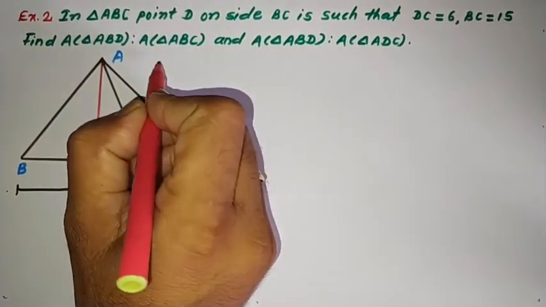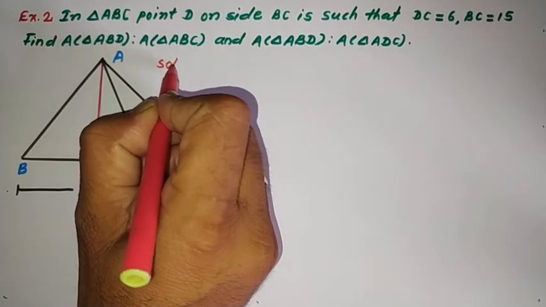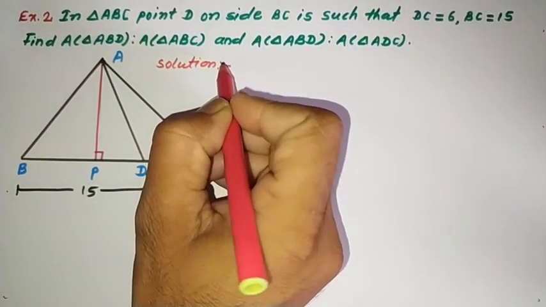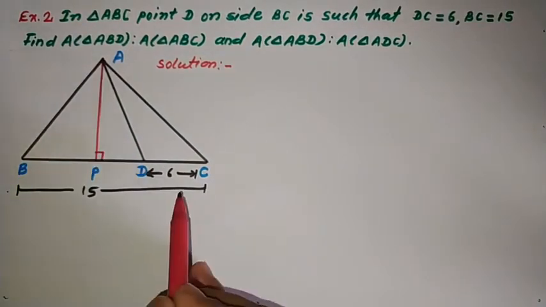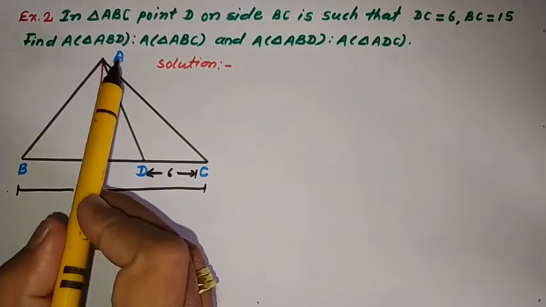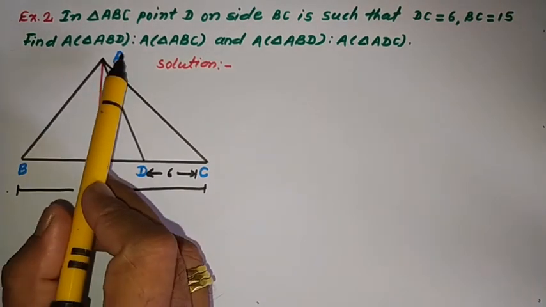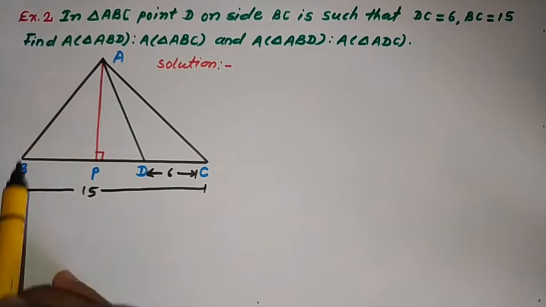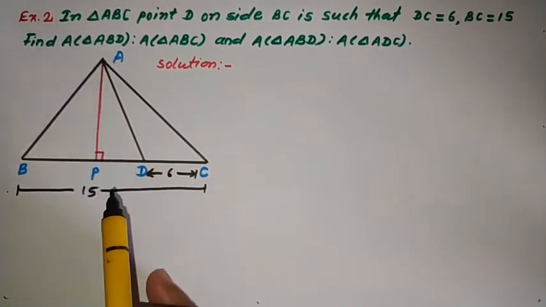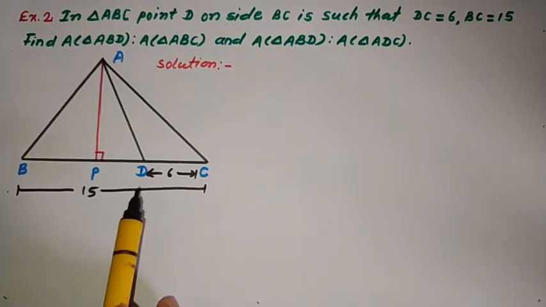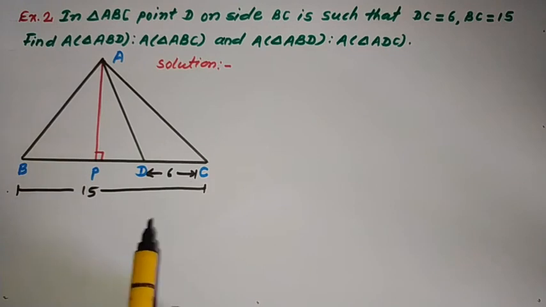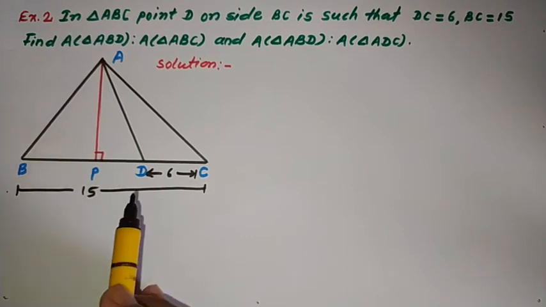Solution. See this figure, observe here. A is a common vertex of triangle ABC, triangle ADC, triangle ABD, and their bases are collinear. Hence the heights of these triangles are equal.